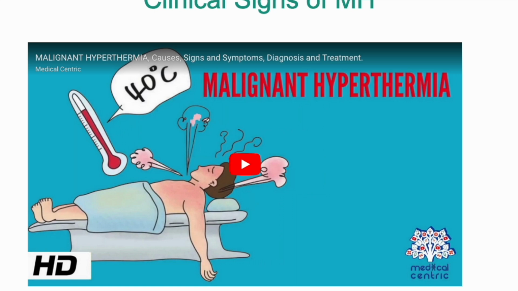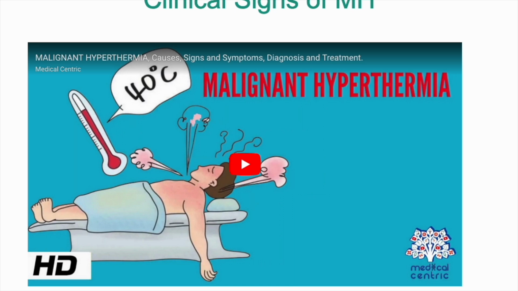If MH is suspected, the anesthesia provider will immediately stop the trigger agents, succinylcholine and inhalation anesthetics. Then they administer that dantrolene. This is the primary treatment to reverse the effects of MH by inhibiting calcium release in muscle cells. Dantrolene should be administered as soon as possible. Then you begin cooling the patient aggressively to manage the high body temperature using ice packs and cooling blankets.